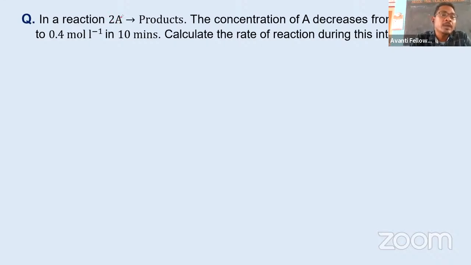You are given in a reaction 2A is coming to product, concentration of A decreasing from 0.5 to 0.4 within 10 minutes. Calculate the rate of reaction during this interval. Rate of the reaction, not the rate of change of A. It is asked as the rate of reaction, not the rate of change of A. Okay. So how will you solve this one?